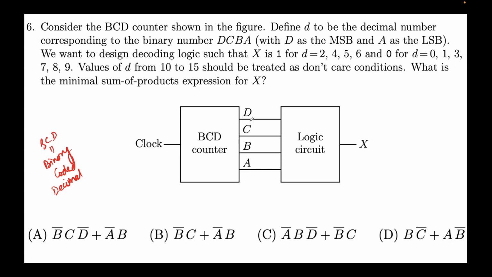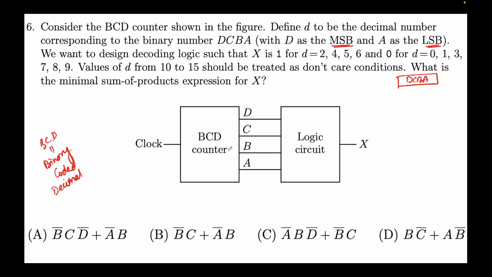And the outputs, there are 4 outputs: D, C, B, and A, where D is the MSB, most significant bit, sorry. LSB stands for least significant bit. So essentially we are writing it as D, C, B, and A. This is how we are expressing the binary number that's coming to us.